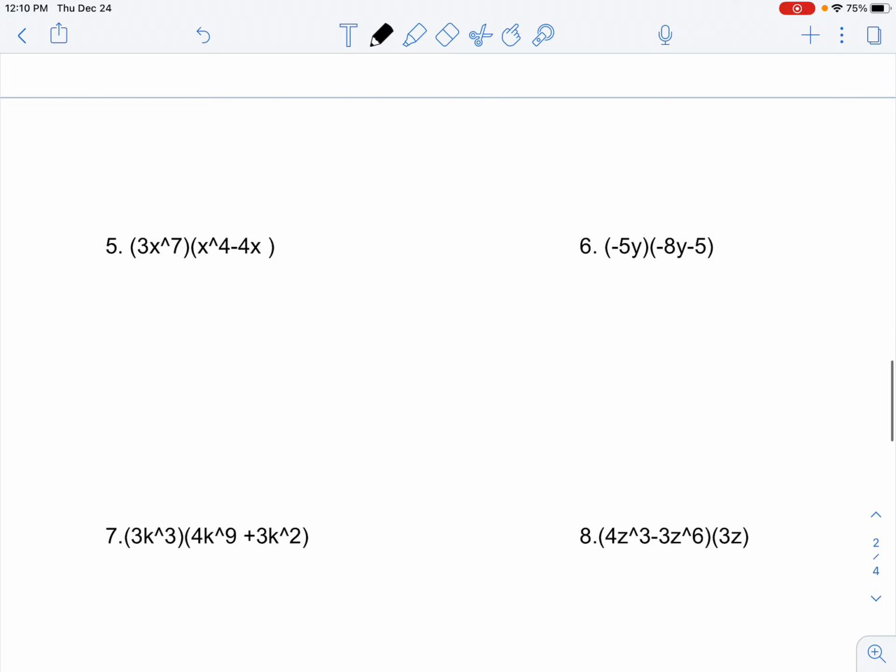Moving on, let's try 3x to the 7th times x to the 4th minus 4x. Well, 3x to the 7th times x to the 4th is just 3x to the 11th, since when we multiply these two together, you can just add the exponents when you're multiplying the same base exponents. So 7 plus 4 would just be 11.